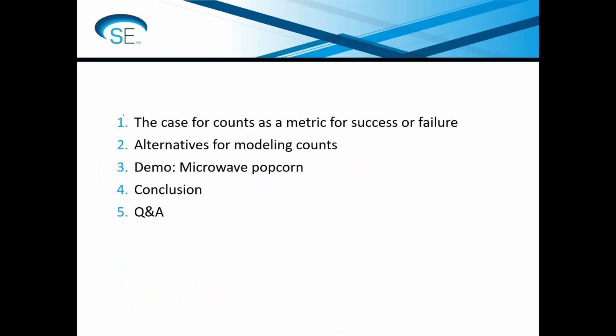So what I'll do is work through a series of different sections here to try to make my case for Poisson regression and the alternative, which is a square root transformation. So to begin with is the prevalence of counts as a metric, and I'll list out some examples of that, some of the different alternatives and considerations for modeling counts. And then my demo will take the form of an experiment I ran on microwave popcorn, where I looked at the number or count of unpopped kernels. And the technical term for this is UPK.